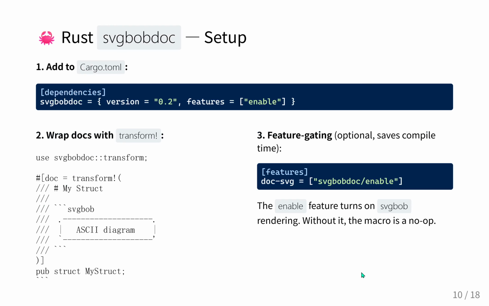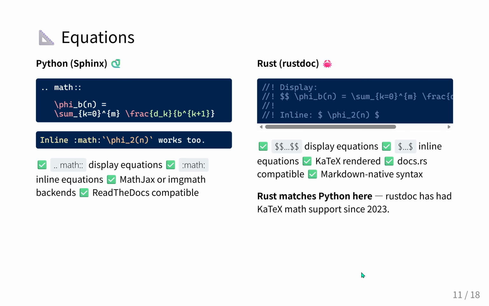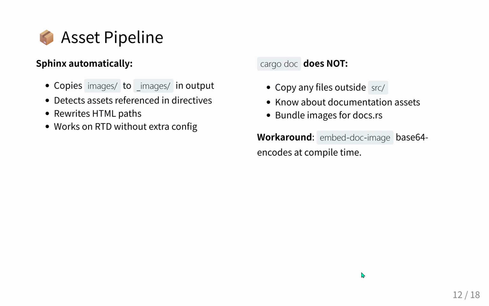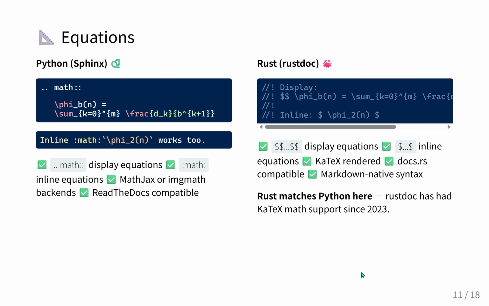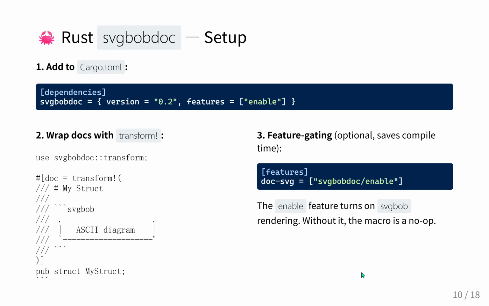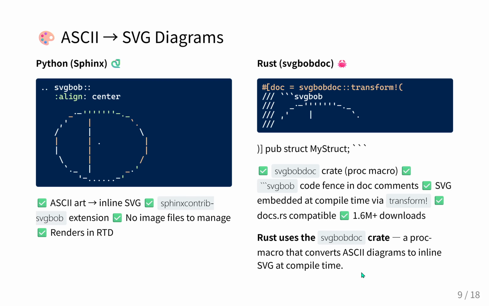Wait, I want to dig into those mechanics. How does the compiler actually intercept a text comment and turn it into a graphic before the program even finishes compiling? It uses a specific procedural macro, usually invoked as transform. During compilation, when the Rust compiler is reading the code, it reaches this macro. The compiler literally halts standard evaluation and hands the raw ASCII text of the diagram over to the macro.